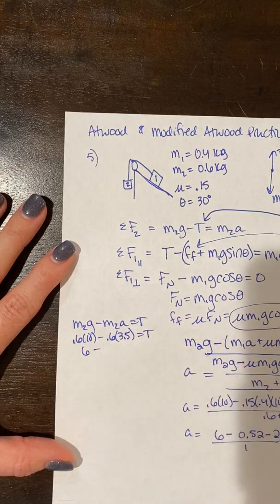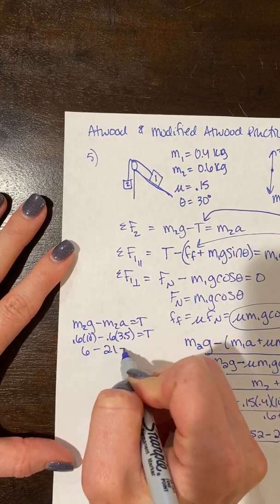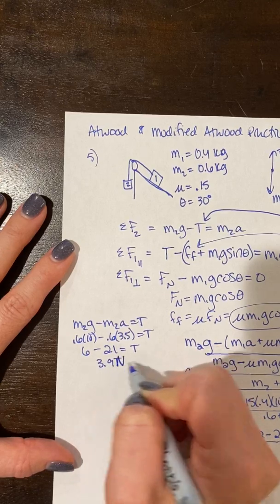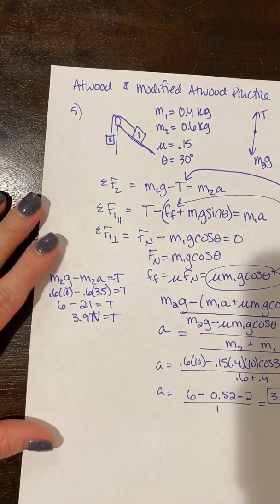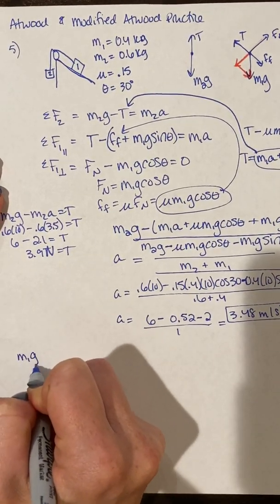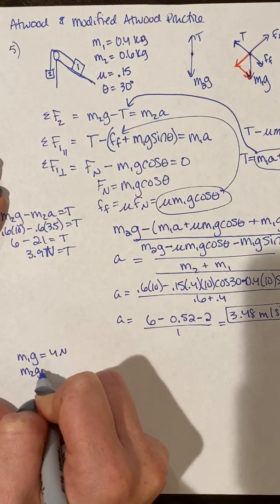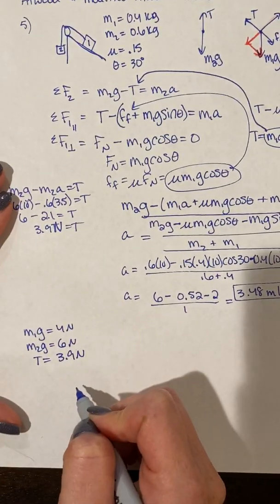So 6 minus 2.1 gives me a tension of 3.9 newtons. All right. Just because you know I like to, let's rank these forces here. m1g is 4 newtons, m2g is 6 newtons, my tension is 3.9 newtons.